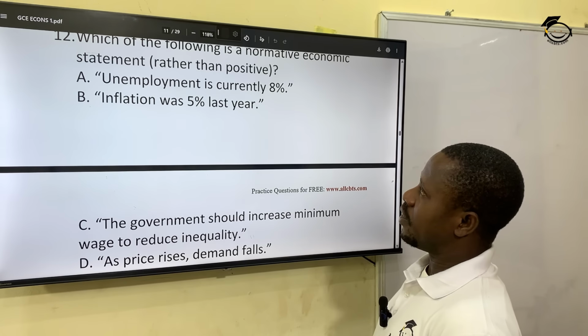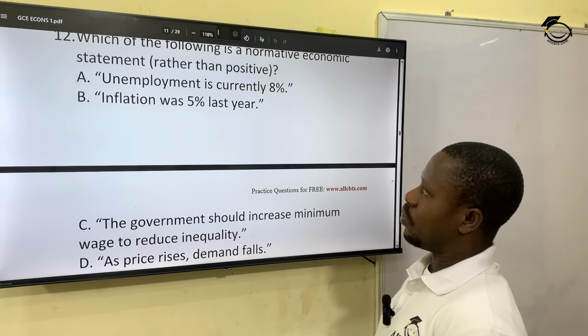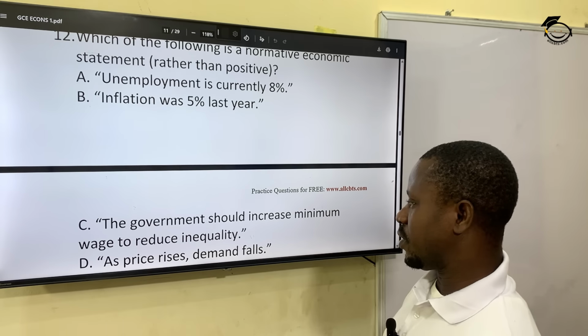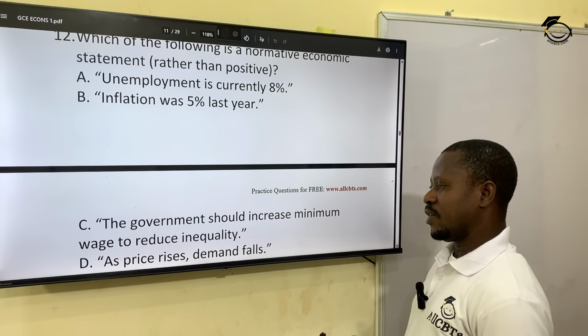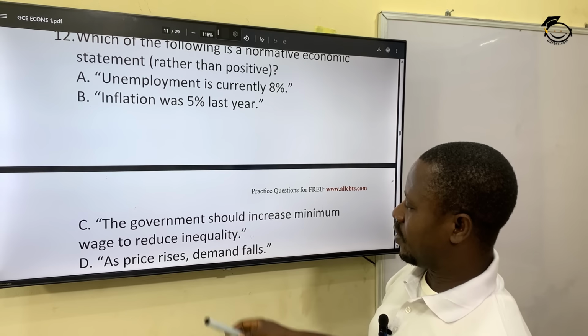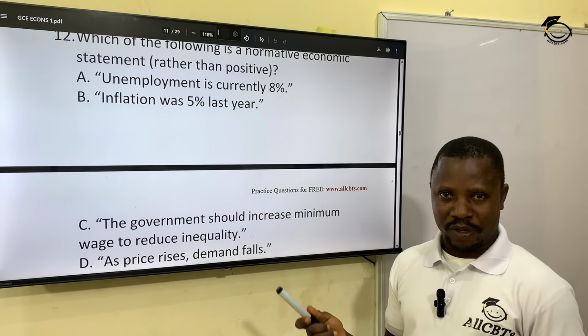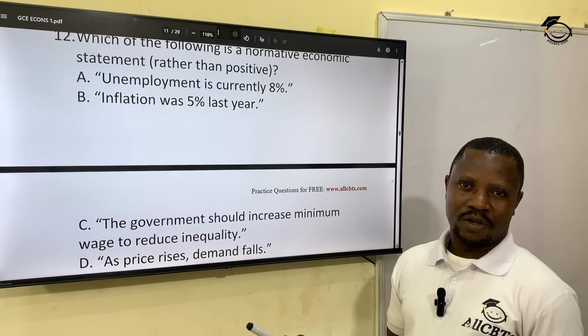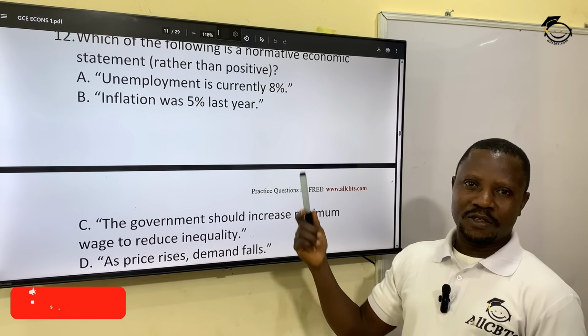Unemployment is currently 8%. Inflation was 5% last year. The government should increase minimum wage to reduce inequality. As price rises, demand falls. Okay? This A, B, and C, they are incomplete statements. You just made it like a clause or a phrase that has no complete meaning.